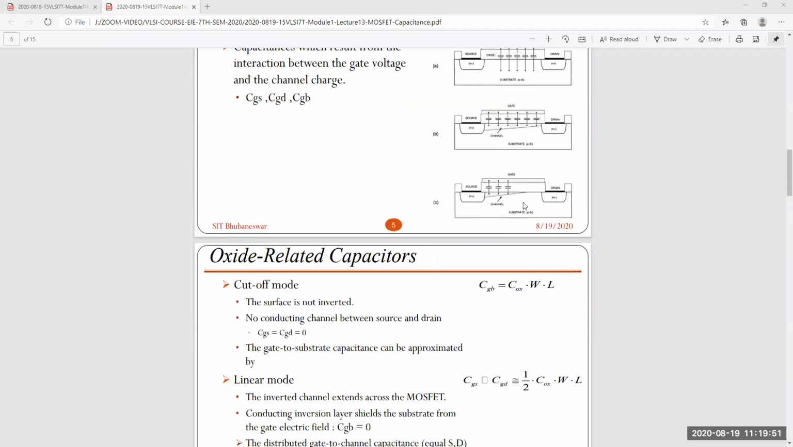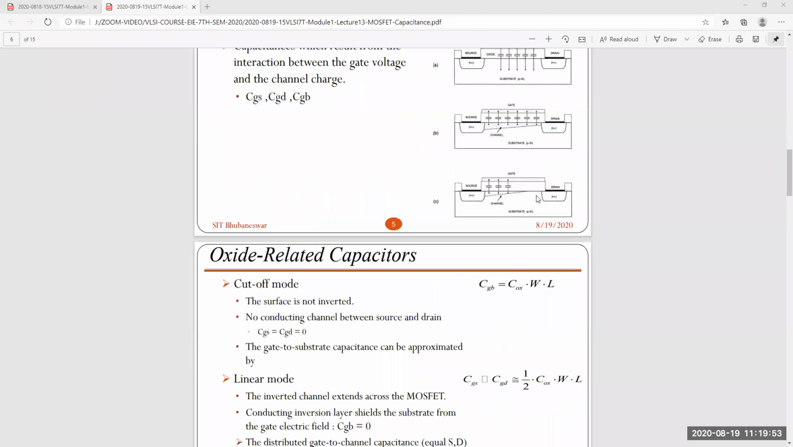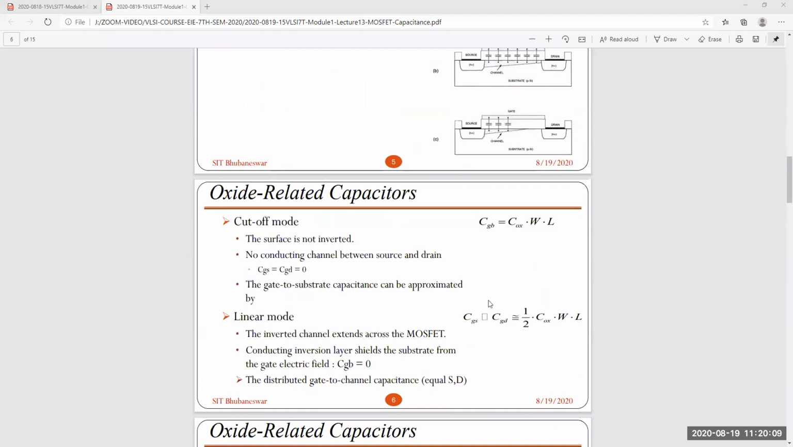And in saturation, you can see there is no channel in that drain side. So whatever capacitance will be there, that is in CGS only, because the source is connected to the channel. And this you can see generally in the next slide.